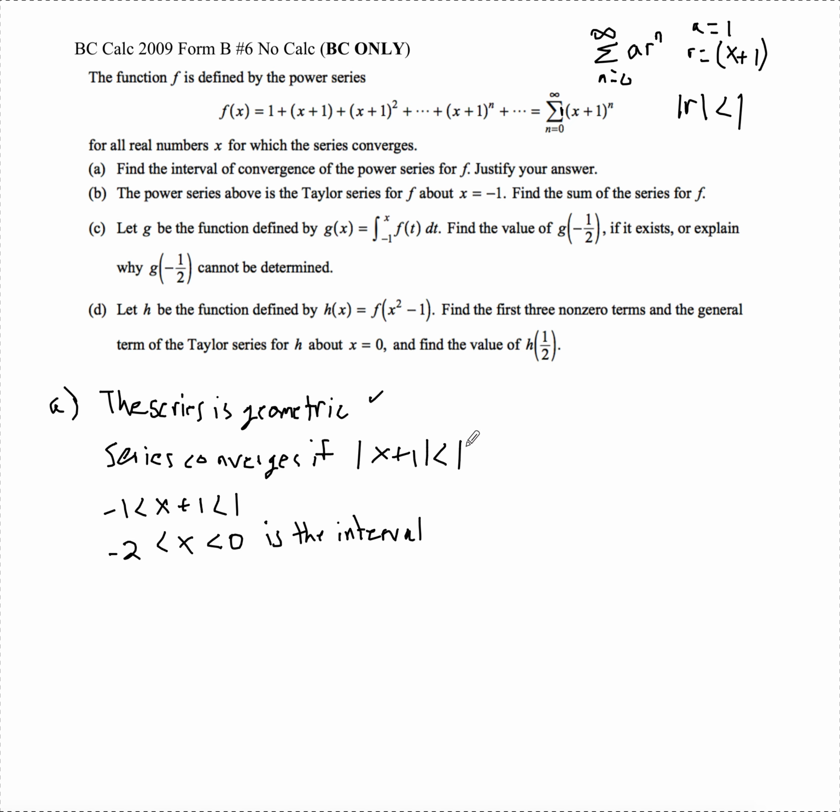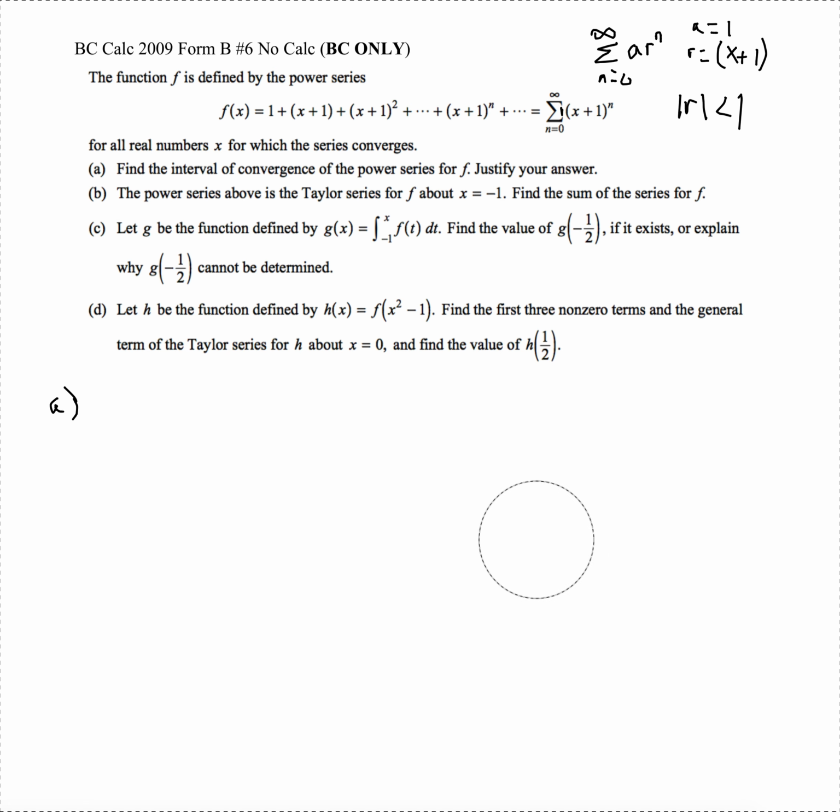So you get 1 point for saying it's geometric, 1 point for writing out that statement, and then 1 point for your interval of convergence. Now, I'm not going to erase everything because part B still uses this idea of geometric series, which is on the test this year.